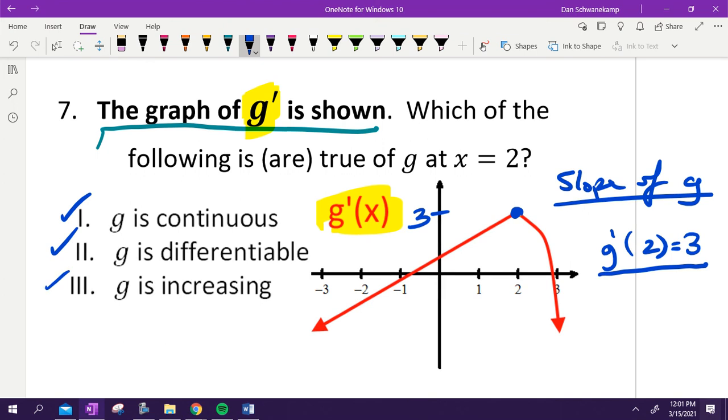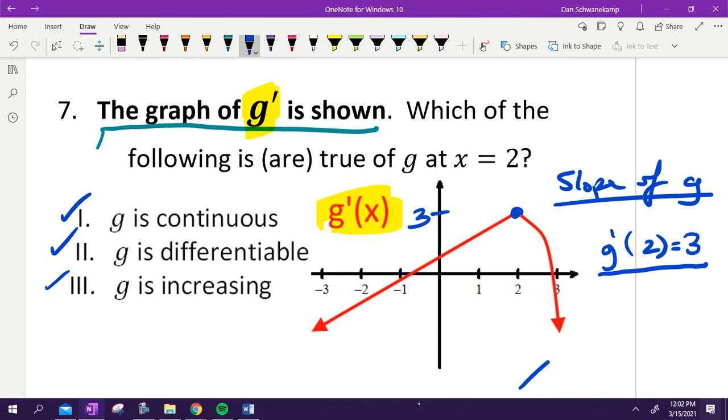Is G increasing? What if G prime is positive? If G prime is positive, show me with your hand. What does G prime is positive mean? It's going up. G is increasing. It means G prime is positive.